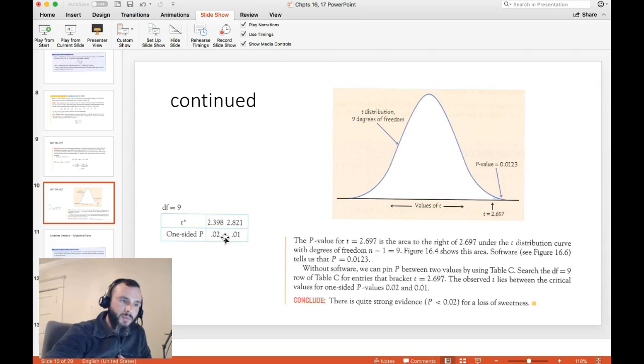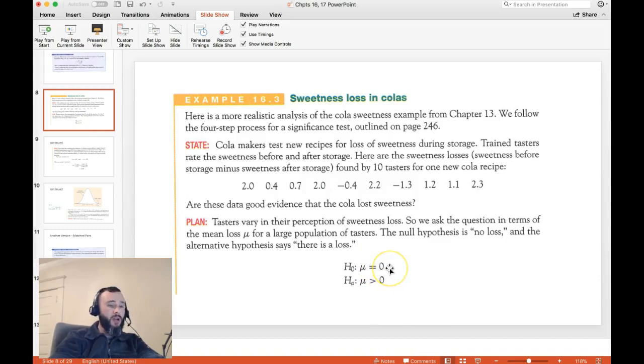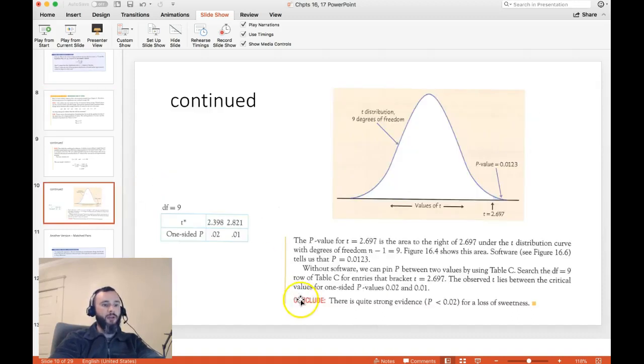Okay, and so if that is the case, which we are seeing here with a 0.0123, and we compare that to an alpha value of 95%, so alpha would be 0.05, it doesn't really matter if we only calculate it to 2 decimal places or to 4 decimal places, because either of those, 0.02 and 0.01, are both lower than alpha. So the p is lower than alpha, and so we reject the null hypothesis. And again, the null hypothesis was a mu of 0. If we reject this, we accept the alternative, which means that there is a loss. And so, in other words, there is quite strong evidence for a loss of sweetness.